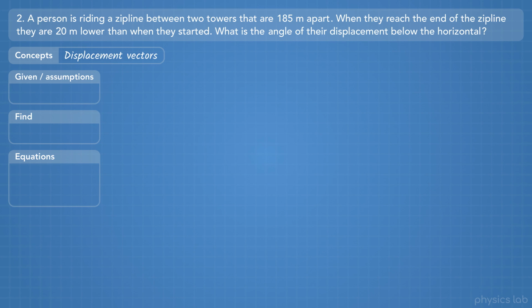A person is riding a zip line between two towers that are 185 meters apart. When they reach the end of the zip line, they are 20 meters lower than when they started. What is the angle of their displacement below the horizontal? Okay, so what information are we given here? A person is riding a zip line, and they have some displacement between the start and end points.